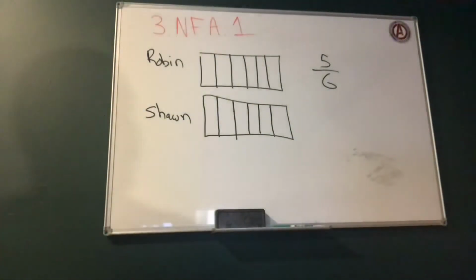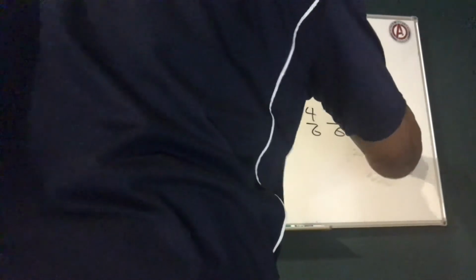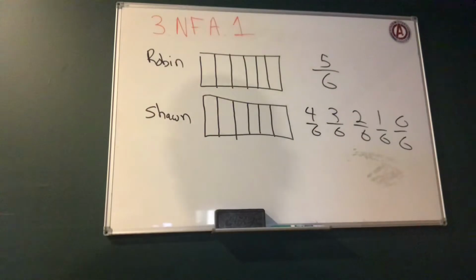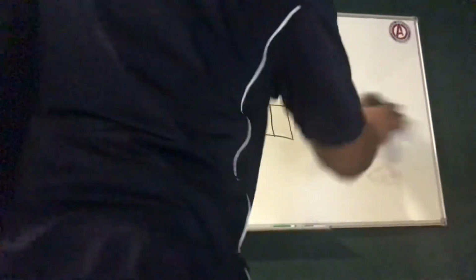Let's say Robin would have had 5/6. Think of some fractions that are smaller than 5/6. So if Robin had 5/6, then Sean could have had 4/6, 3/6, 2/6, 1/6, or none left. These are all fractions that are smaller than 5/6.